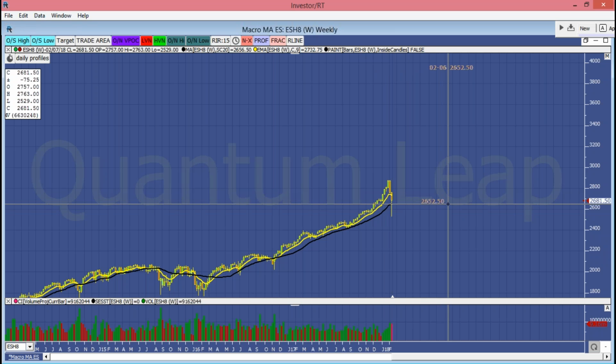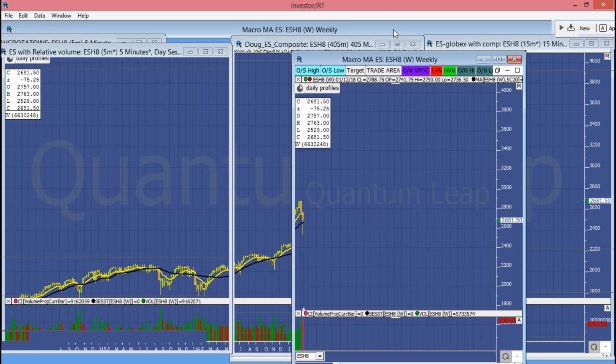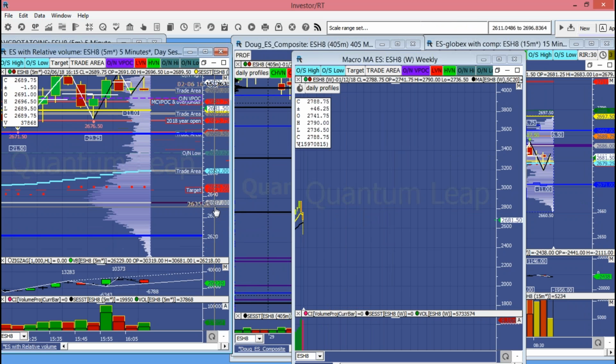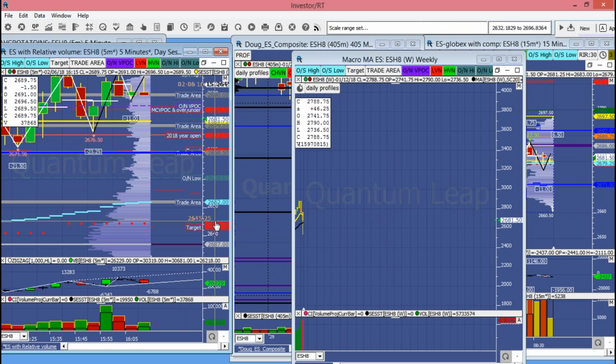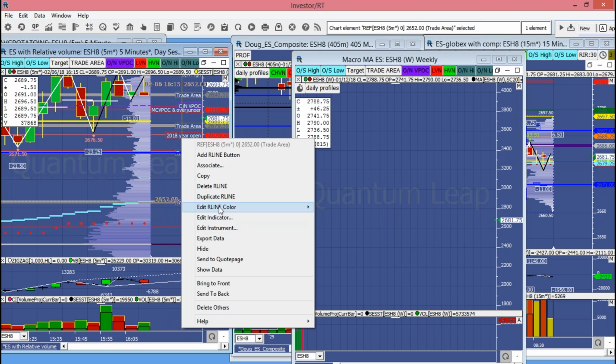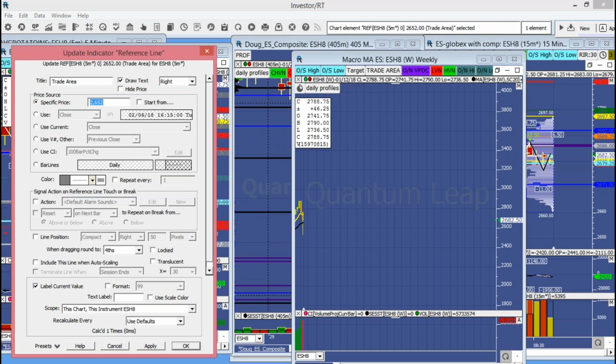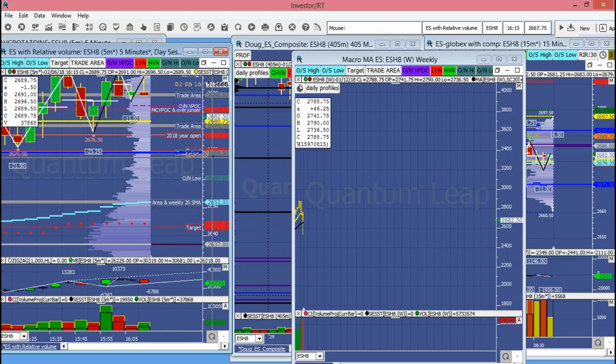So you're going to be paying attention to the 5250 level, and just keep an eye on that. If we break below that, then I think you should be targeting that 43 and 37 level. And that is a trade level. I'll just mark that on there, that is the weekly 20 SMA. So we want to keep an eye on that.